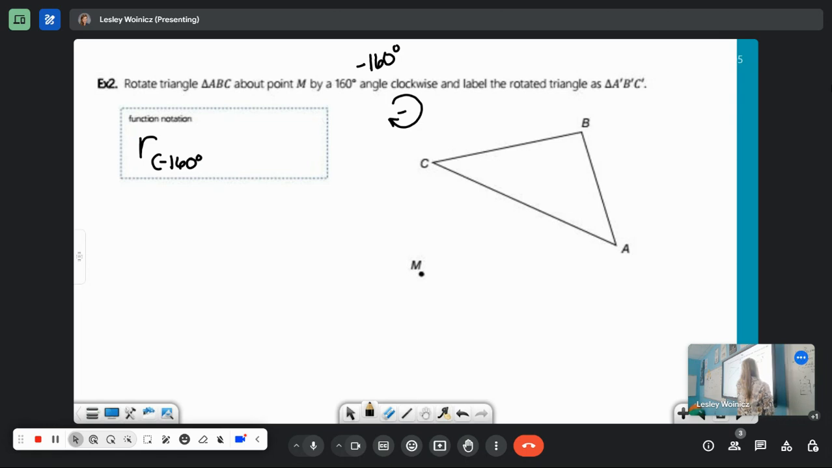About which point? M. Close them. Now we go back up to the regular size, regular line. Which figure are we supposed to rotate? Perfect.